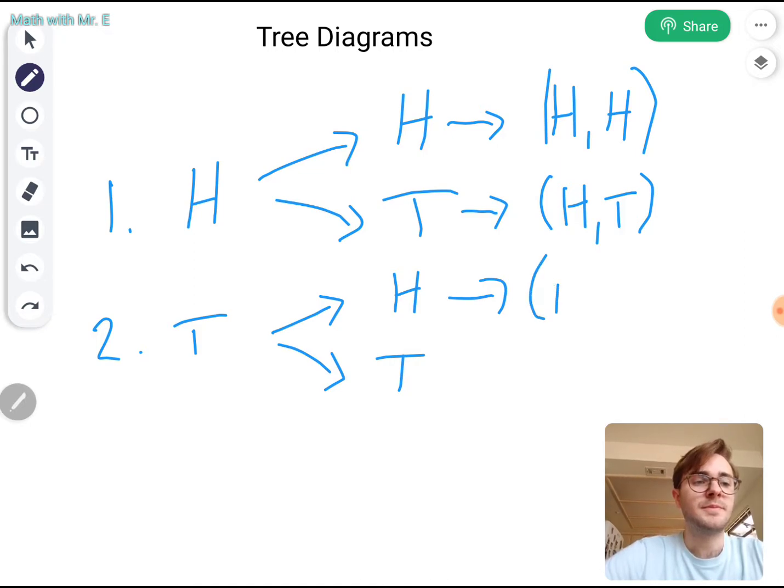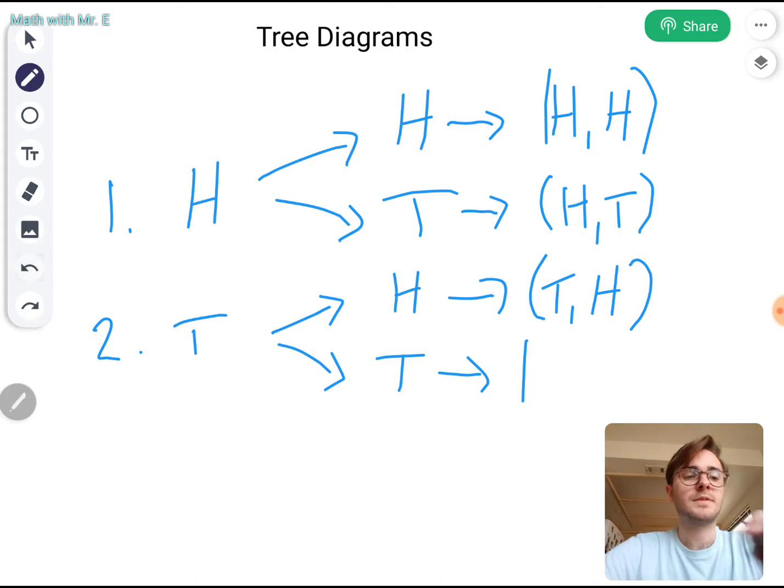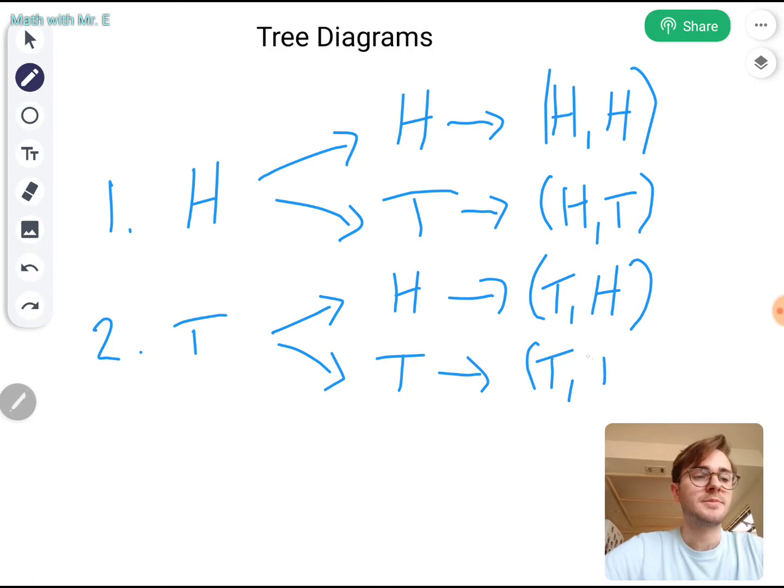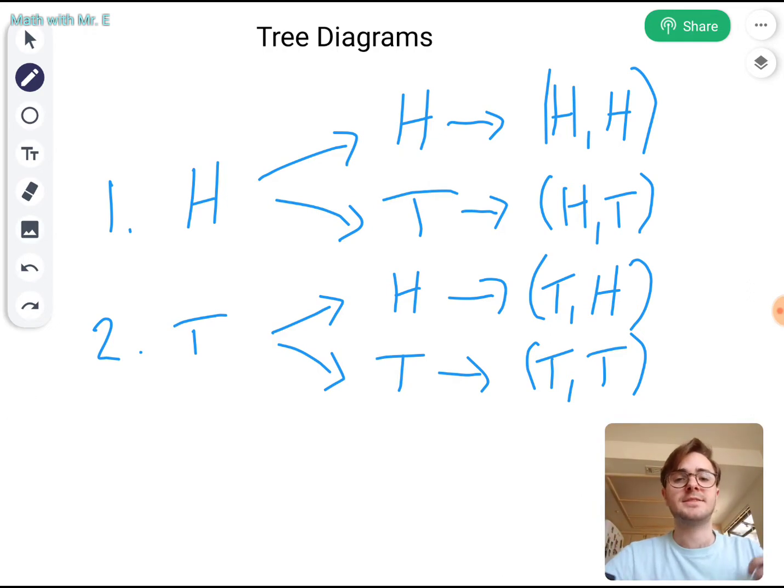Tails the first time, heads the second time, or tails the first time and tails the second time. So these are our 4 possible outcomes if we were to flip a coin twice. I could get heads, heads, I could get heads, tails, I could get tails, heads, or I could get tails, tails. So that is a total of how many possible outcomes? That would be 4 possible outcomes.